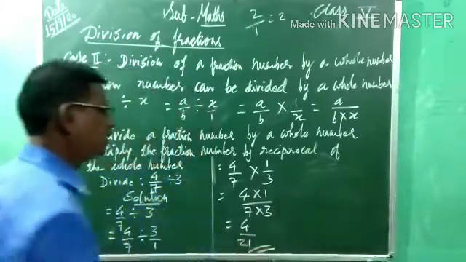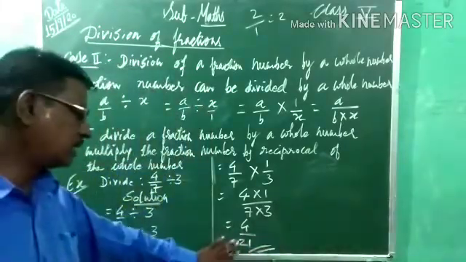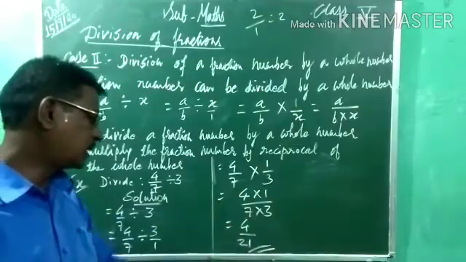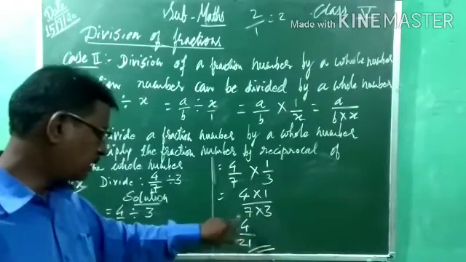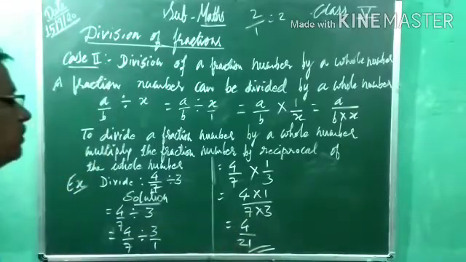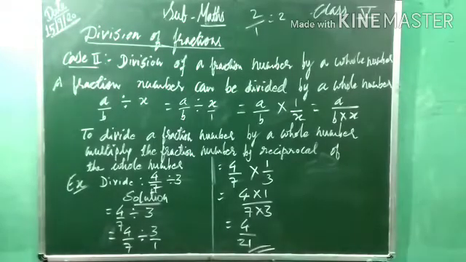If it is possible to convert into lowest terms, then we can convert, otherwise let it be. In the table of 2 we are getting 4, but in the table of 2 we are not getting 21. In the table of 3 we are getting 21, but in the table of 3 we are not getting 4. So let it be. So 4 by 21 is the answer. Understood? So note down this one.